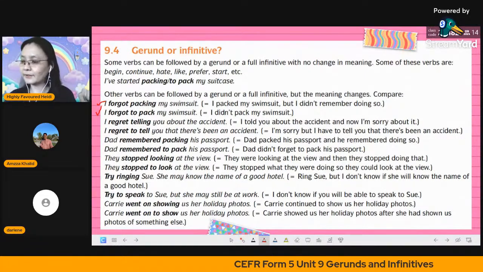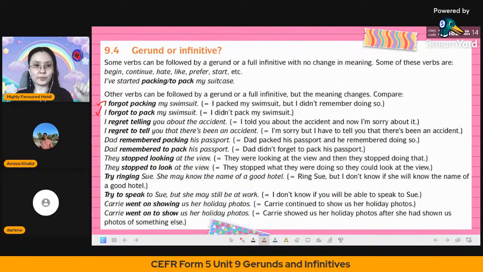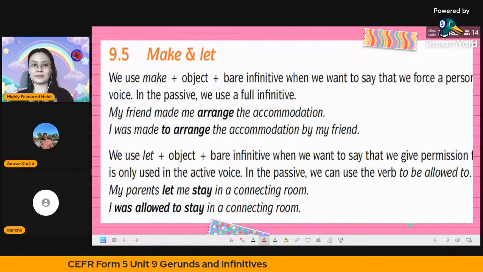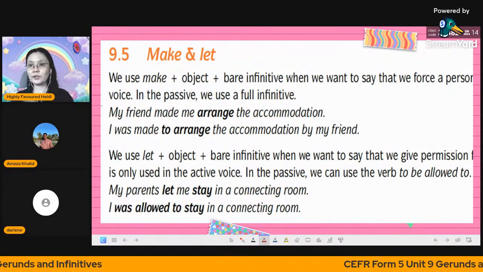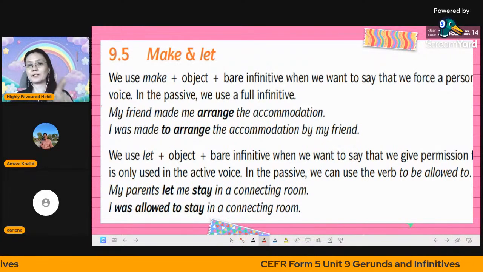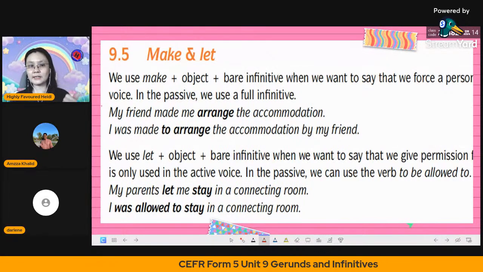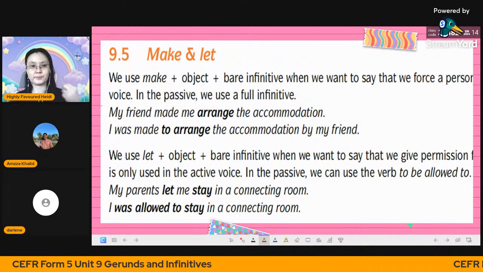All right, okay, so I need to go through this with you. I know now is your recess time. Okay, I'll quickly go through. All right, this one we already went through: make plus object plus bare infinitive, which Dalini read for you just now. So it's just another example for you. So please take a look.